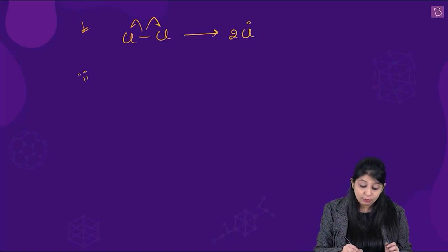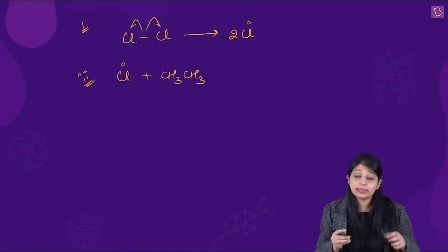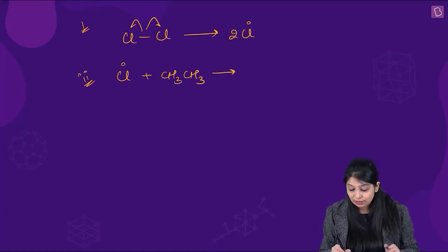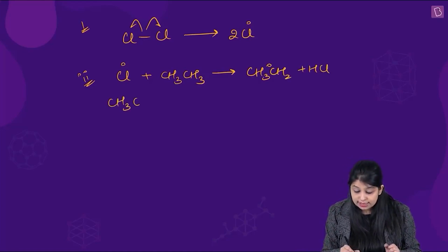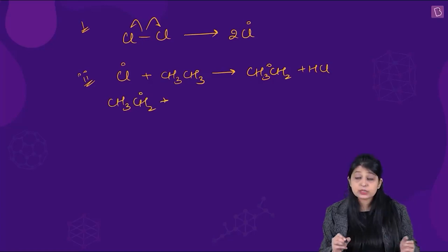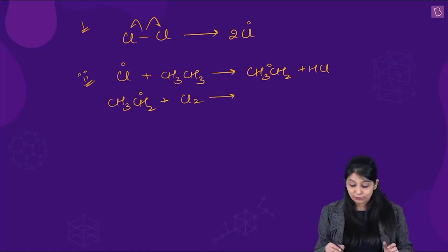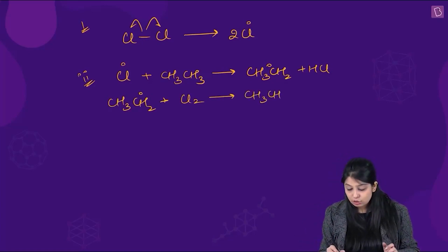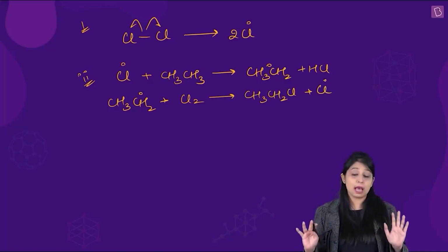In the second step, which is the propagation step, this chlorine radical reacts with ethane that is present in the reaction mixture to give CH3CH2 free radical plus HCl. Now this CH3CH2 free radical will combine with Cl2 that is also present in the reaction mixture to give CH3CH2Cl plus Cl radical. Right. So this is a propagation step that is happening.